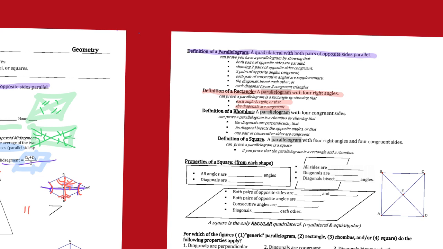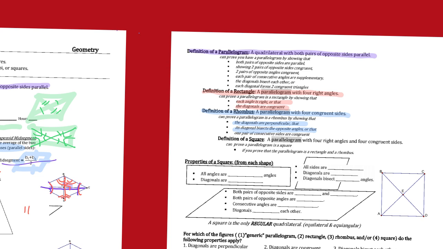A rhombus has the feature that all the sides are going to be congruent. So as a result, the diagonals will be perpendicular, and also the diagonals bisect the opposite angles. Okay, so those are the main things to talk about. Four congruent sides, perpendicular diagonals, and then also the diagonals end up bisecting the opposite angles.